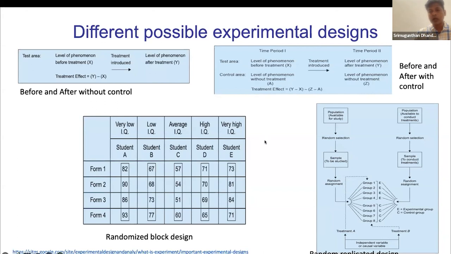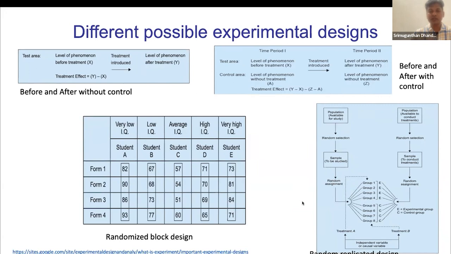Some more complicated designs, we don't have to go deep into that. But you can have two different kinds of population, and then randomly select people from that, and then you form your groups, and again randomly assign them to groups, and then divide them into two categories, and then apply treatment A to one category of people, and treatment B to the other category of people. This is a replicated design.